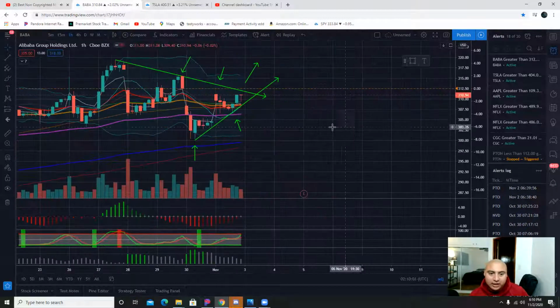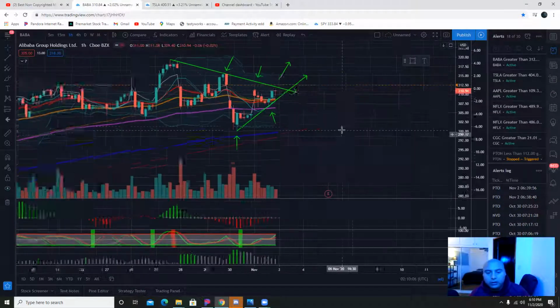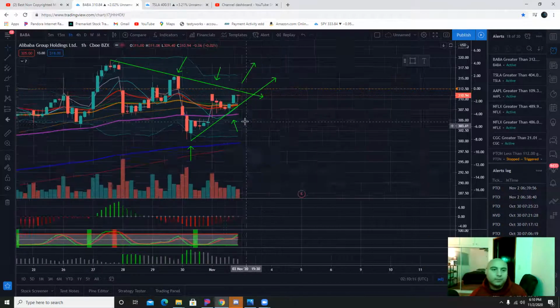I'm being honest. I don't want to risk my money. I don't think you guys should also risk your money in this type of conditions. But again, this is one potential play of what I'm planning on doing with my own trades.